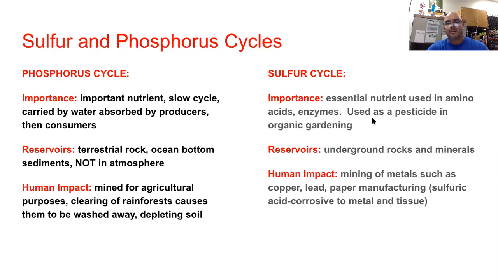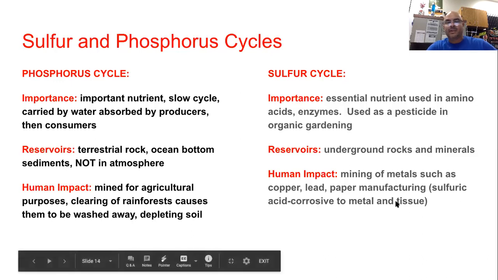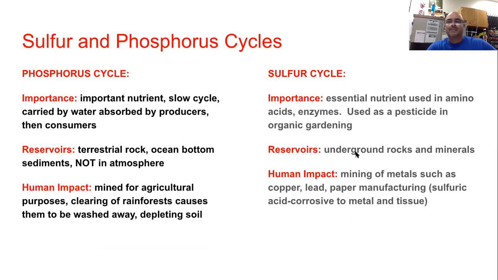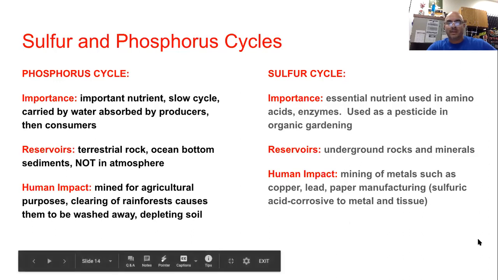The sulfur cycle: it's also an essential nutrient in amino acids and enzymes. It's used as a pesticide in organic gardening, which I only found out a couple years ago, and I thought that was kind of interesting. Sulfur is used as a primary pesticide in organic farming, because in organic farming you cannot use any synthetic chemicals to deter pests or kill weeds. Reservoirs are underground rock and minerals, and human impact is from mining, such as metals and copper, lead. Paper manufacturing creates sulfuric acid, which is corrosive to metal and tissue, and this points to why this stuff is used as an herbicide.